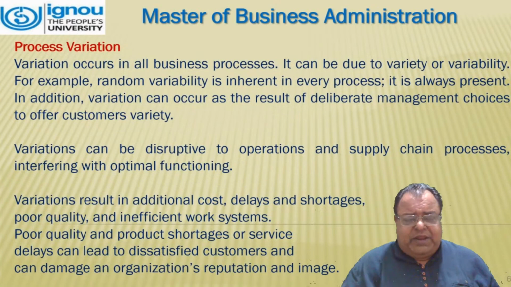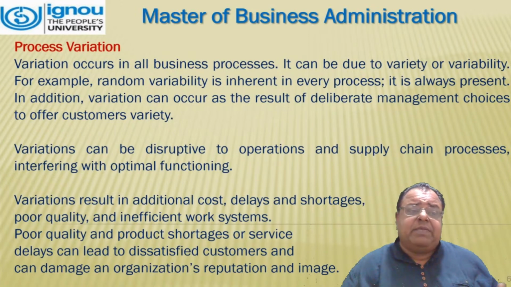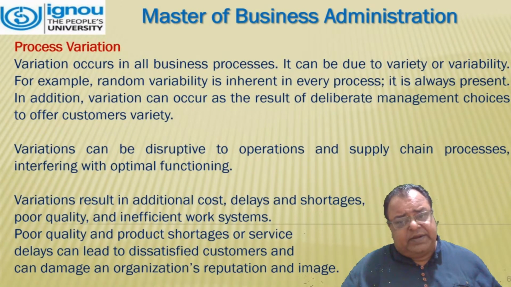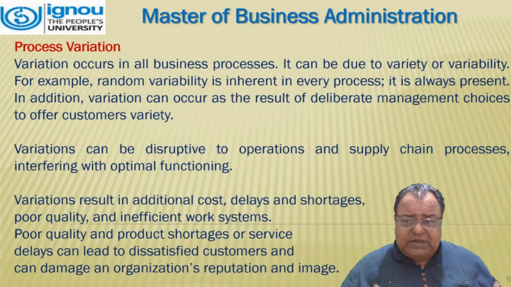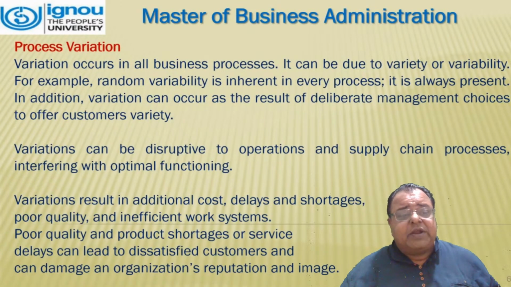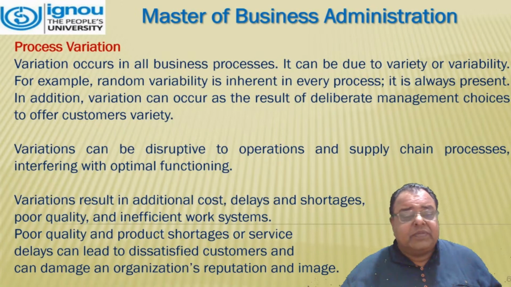What is process variation? Variation occurs in all business processes. It can be due to variety or variability. For example, random variability is inherent in every process. It is always present. In addition, variation can occur as a result of deliberate management choices to offer customers a variety. Variation can be disruptive to operations and supply chain processes, interfering with optimal functioning.